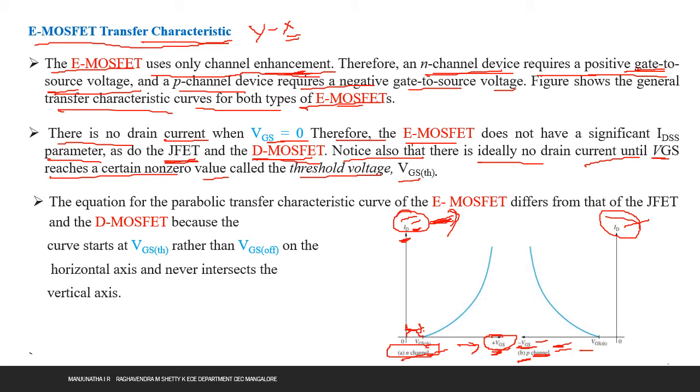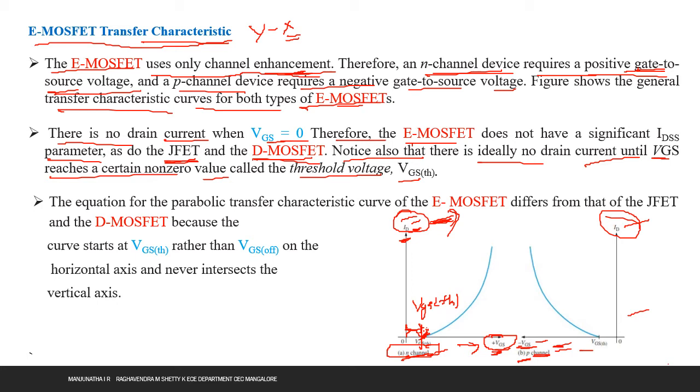As soon as we start getting the ID value at a particular VGS, that certain value of VGS is called the threshold. That value is VGS threshold. This VGS threshold value is positive for N channel and it is reverse for P channel.